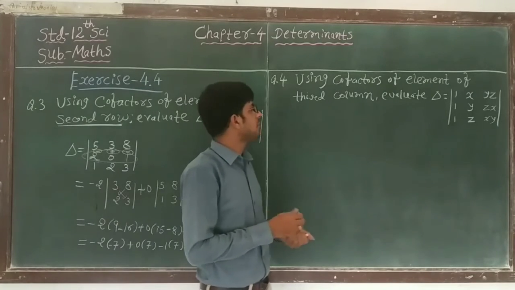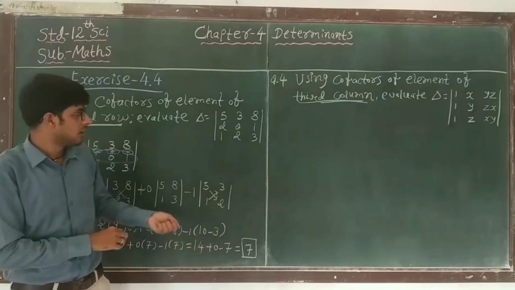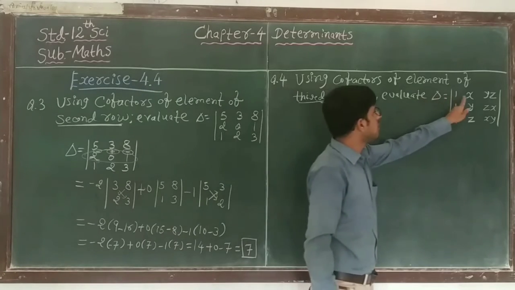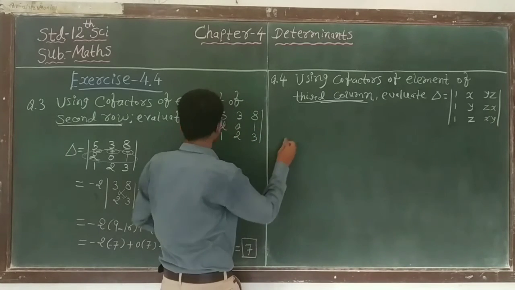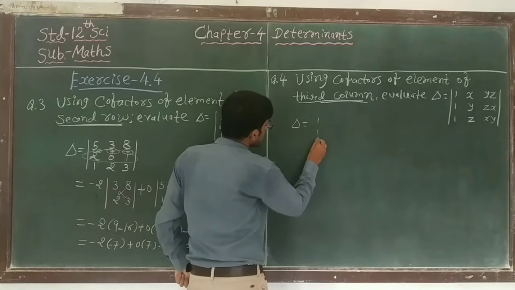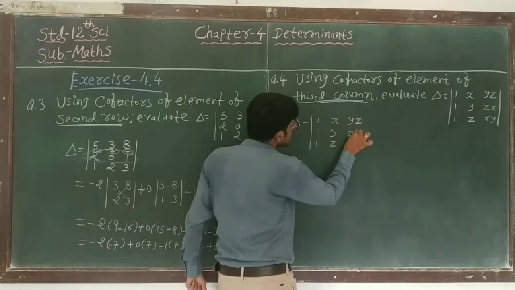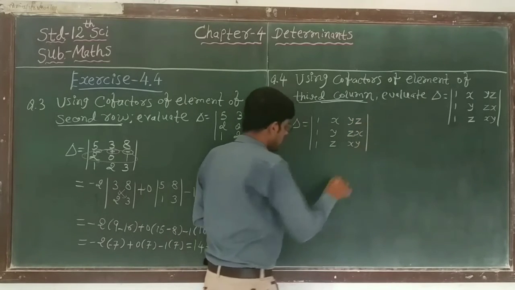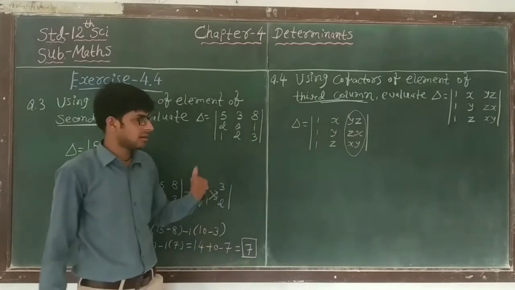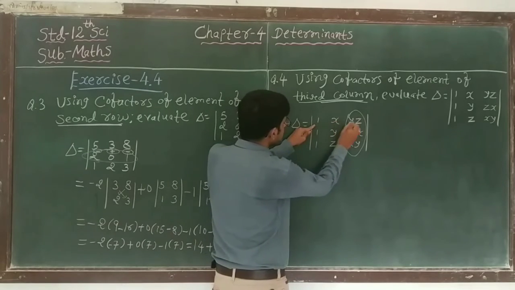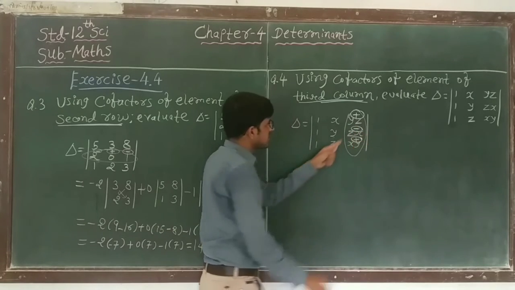Now question number 4. Using cofactors of elements of the third column. Keep in mind we have to solve by using the third column. Evaluate delta equal to 1, x, yz, 1, y, zx, 1, z, xy. So here delta is equal to 1 1 1, x y z, yz zx xy. We have to use the third column. So the third column is yz, zx, xy. The sign is plus, minus, plus. Keep in mind the sign: plus, minus, plus.